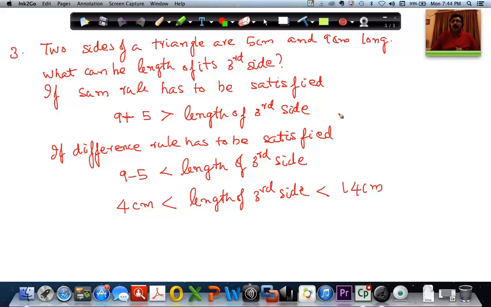I just applied the two rules, so I have now two inequalities, 1 and 2. If I join 1 and 2 together, I get this: the length should be greater than 4 centimeter but less than 14 centimeter. Pretty straightforward. I just applied the sum rule and difference rule, and I could conclude that the length of the third side should be between 4 centimeter and 14 centimeter. Excellent.